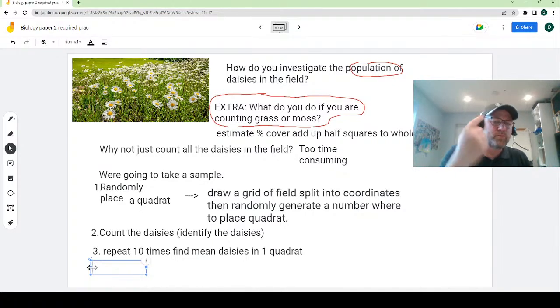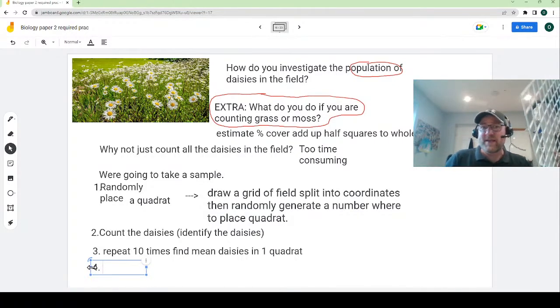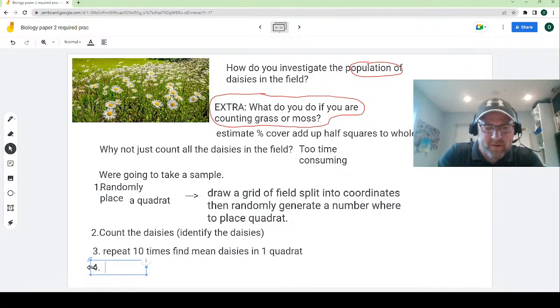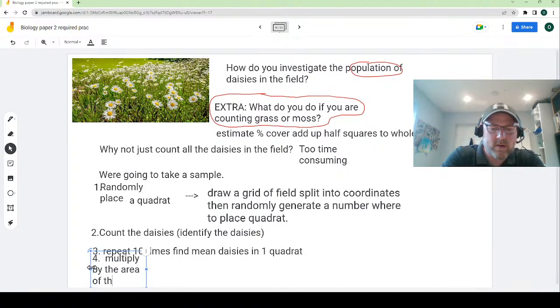So let's say now I know how many are in one quadrat. Let's say 7 is my mean daisies. So what do we do with my number for mean daisies? Let's say we've added all our quadrats up. Some had 10, some had 4, some had 3, some had 8. We found that the mean number of daisies is 7. We've got 7 daisies in one quadrat. How can I estimate how many are in the whole field? Brilliant. Times by the area of the field. So multiply by the area of the field. Okay, so that's your basic explanation for it all.